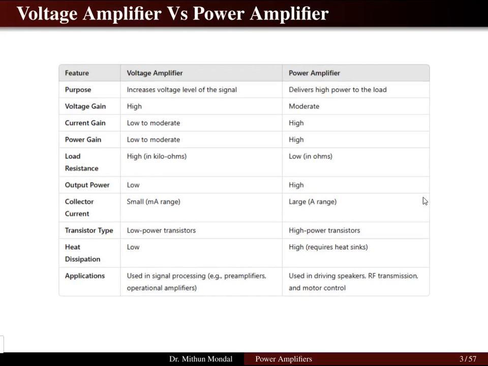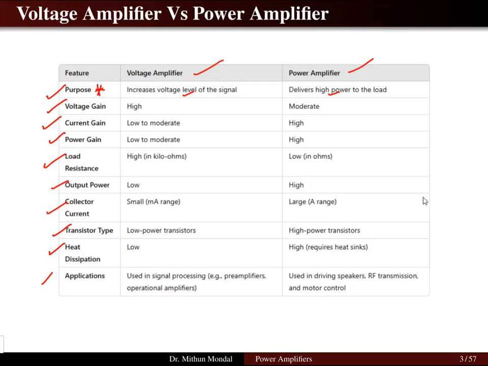Now if we differentiate the voltage amplifier from the power amplifier for features such as the purpose for which it is used, the voltage and current gain, the power gain, load impedance, output power, collector current, transistor type, heat dissipation, and the applications, we can easily differentiate them. For example, the purpose: a voltage amplifier will increase the voltage level of the signal, whereas the power amplifier will deliver high power to the load.